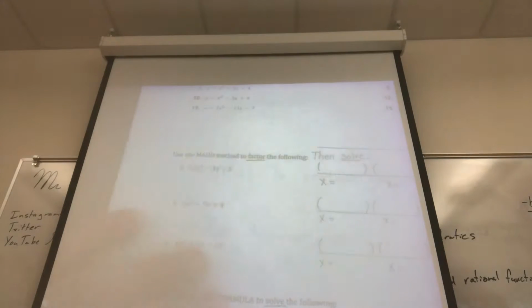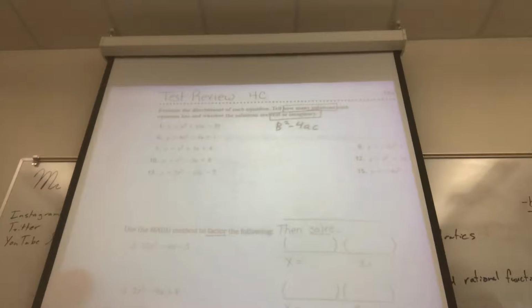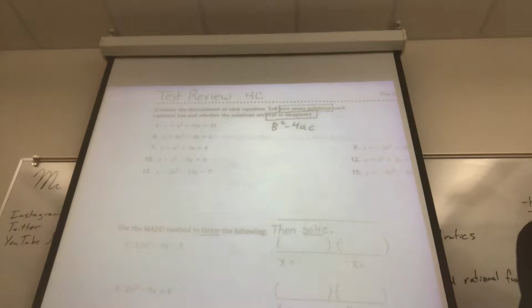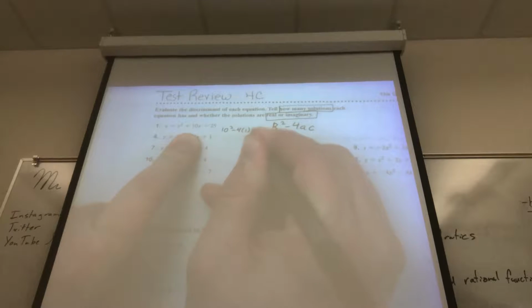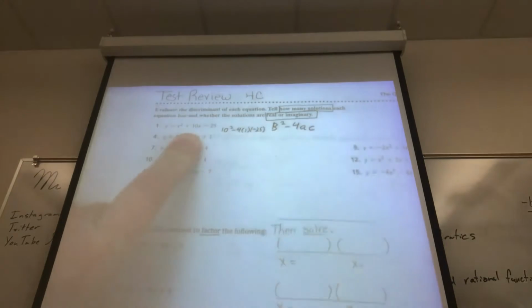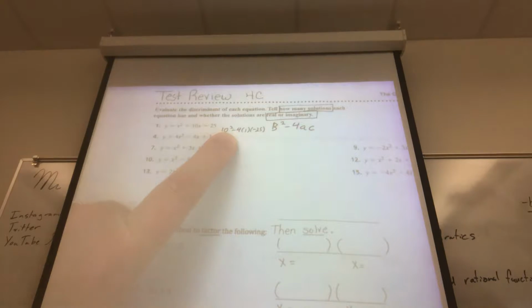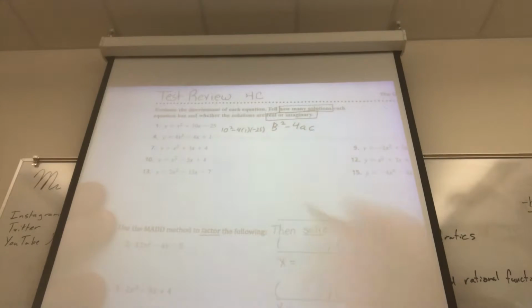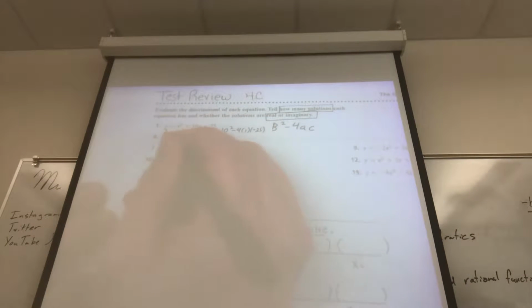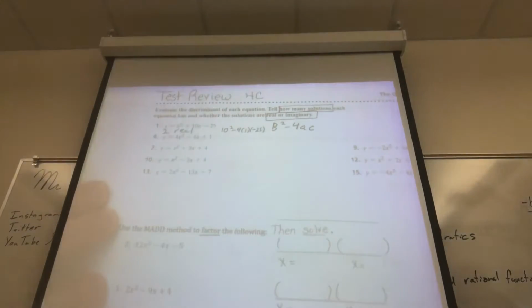This first section here is talking about the discriminant. The discriminant is b squared minus 4ac. It's what's under the square root. So all we do is 10 squared minus 4 times 1 times negative 25 on this first one. That's 100 plus 100, that's 200. Since we got a positive number, that means on number 1, it's going to be 2 real solutions.